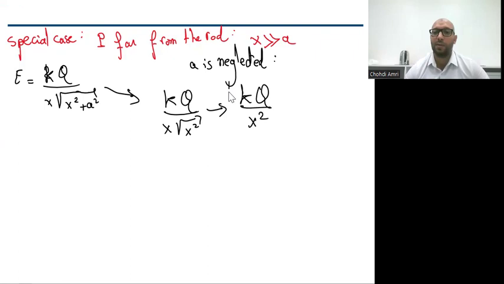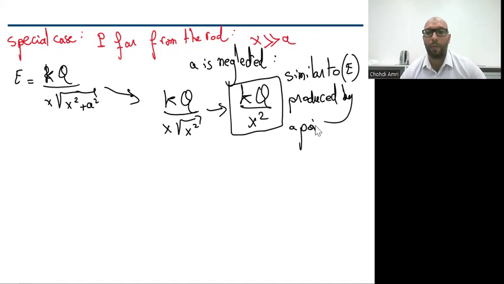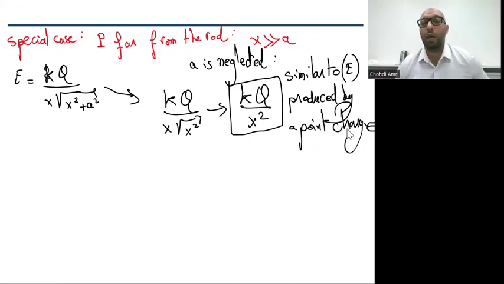What do you think about this expression? This expression is similar to the electric field E produced by a point charge. What can we say now? Now we can say if we are far from this rod, we can assume this rod to be like a point charge.